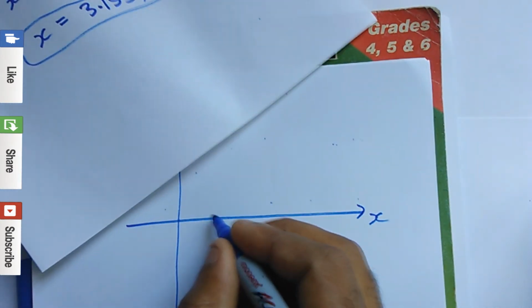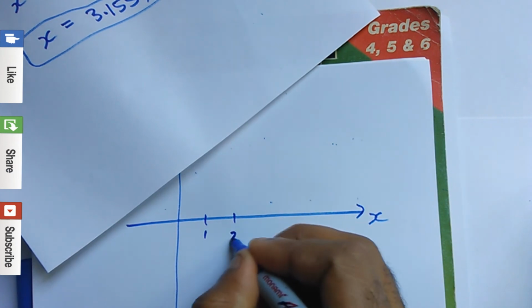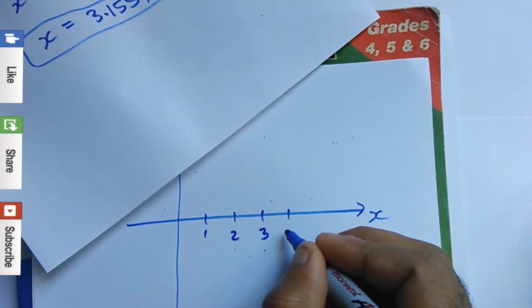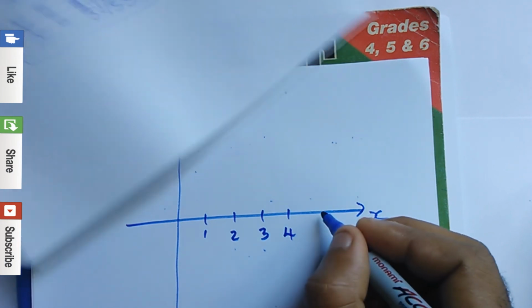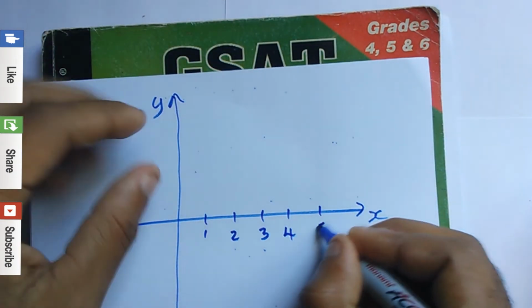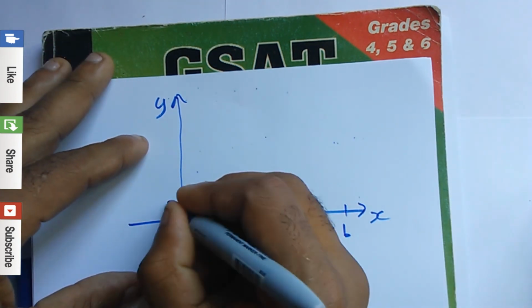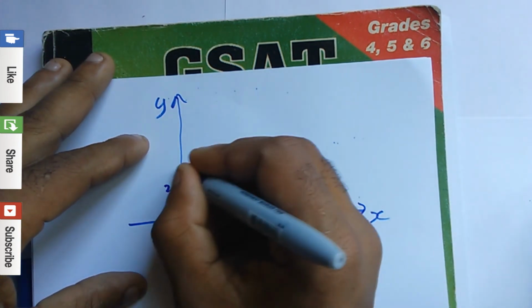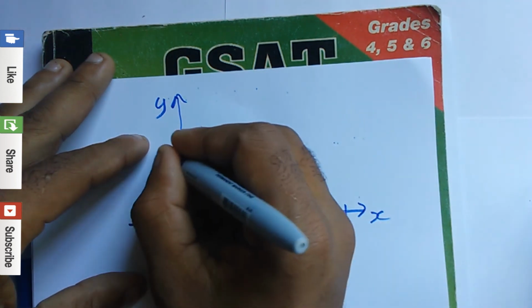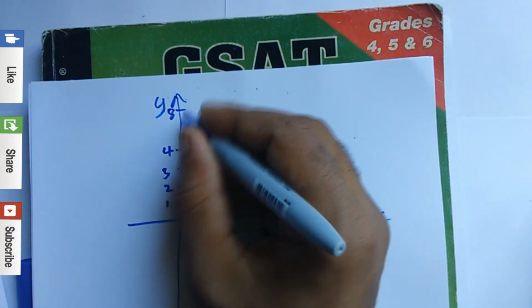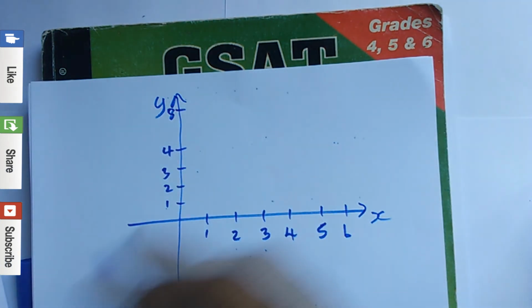So let's see, we have 1 here, we have 2, 3, 4. We don't need so much still, so 5, 6. We don't need all of these values. And here I'm going to have 1, 2, 3, 4, right up to, let's say this is 8. 5, 6, 7, 8. So let's say that is 8.